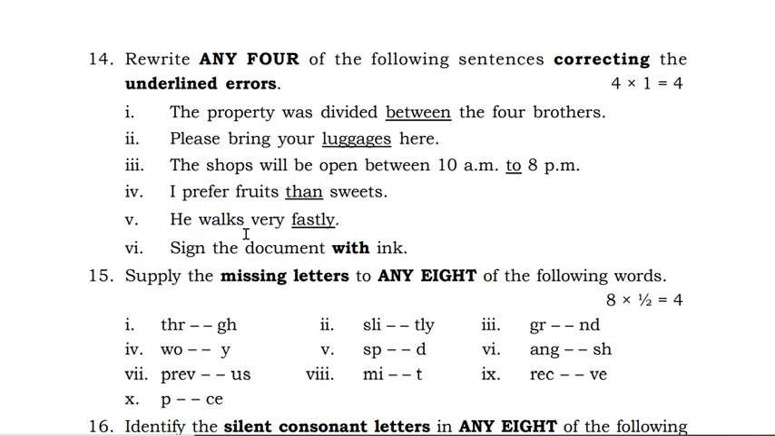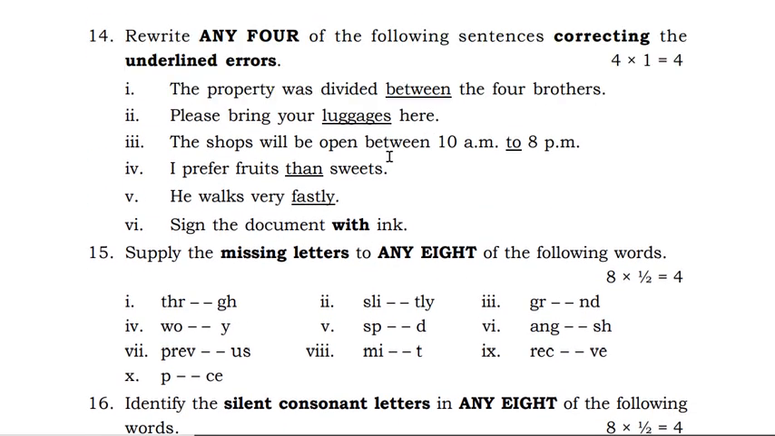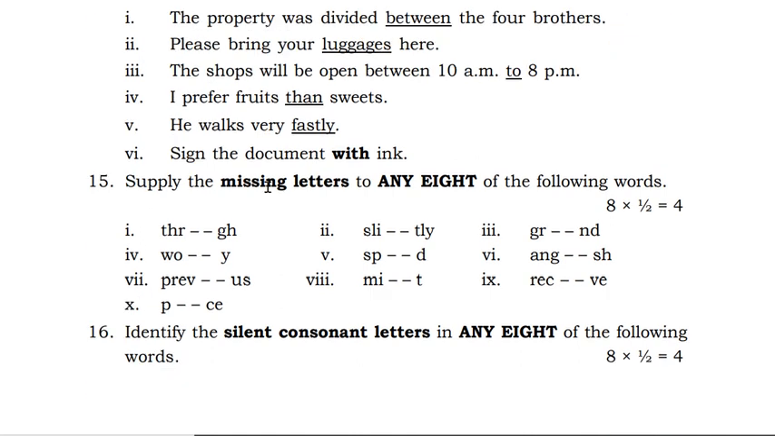He walks very fastly. We don't use fastly. There is no word fastly in English. Even though it is an adverb, we use only fast. Sign the document with ink. We should not write with ink. We should write in ink. So like this, we have to correct all of these. Okay. So this is correction of errors. And each one gives you 1 mark.